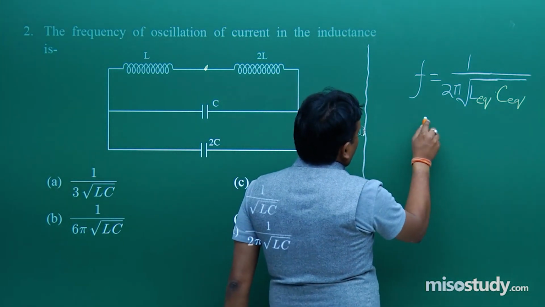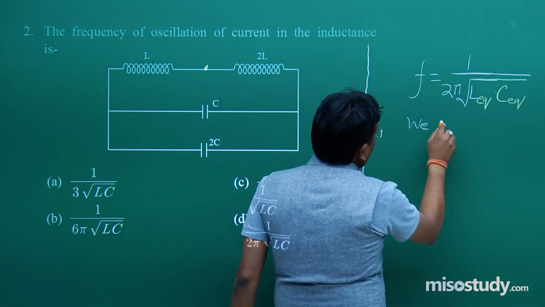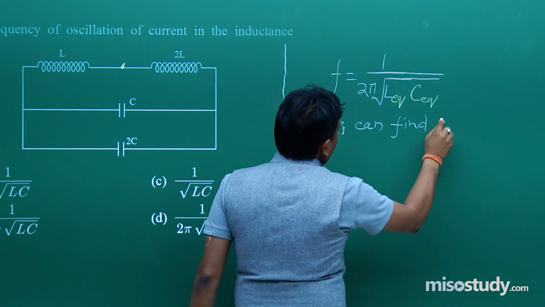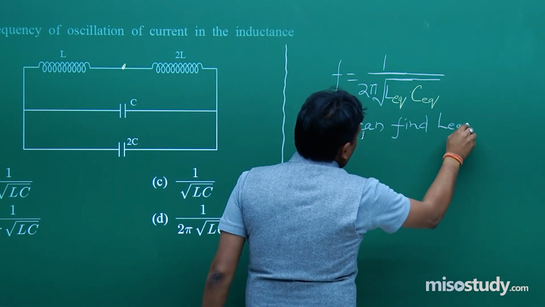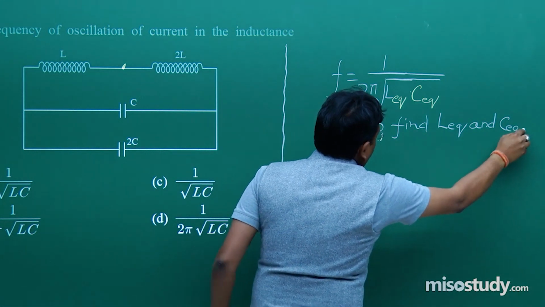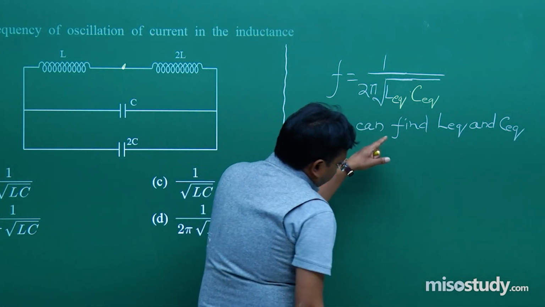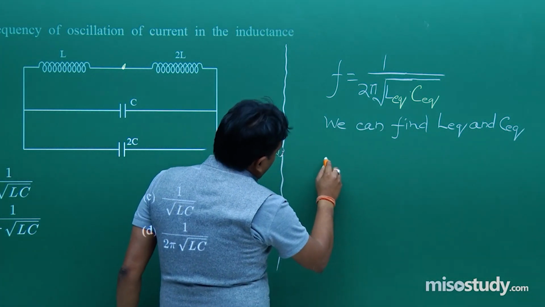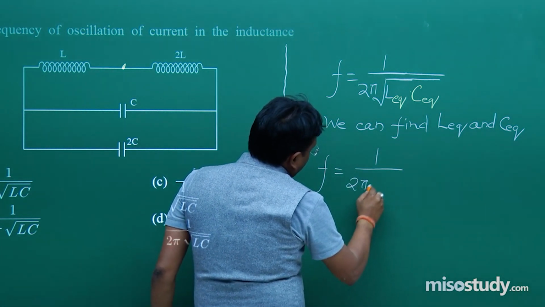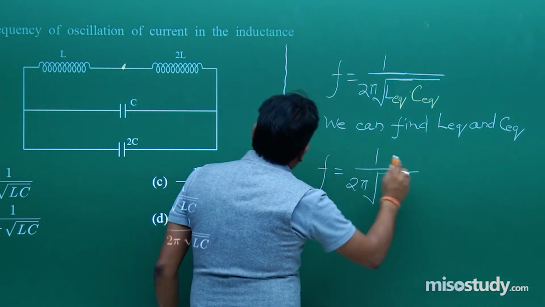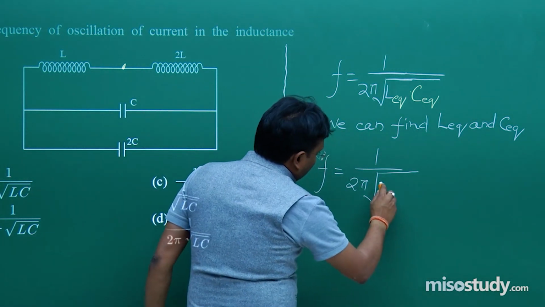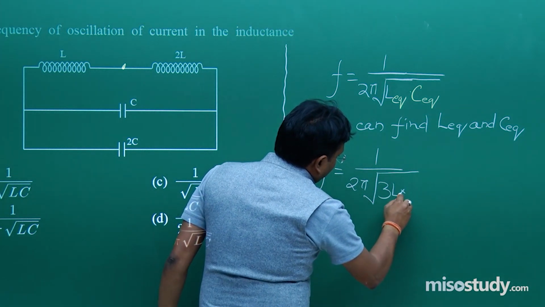So we can find L equal and C equal. Okay, and then put the values over here. So what I will write down? I will write down f is equal to 1 upon 2 pi under root, this is 2 plus 1 3, and this is 2 plus 1 3. So 3L into 3C.